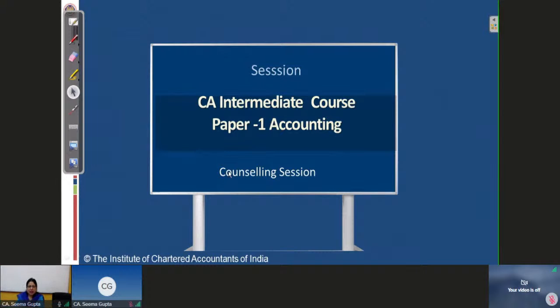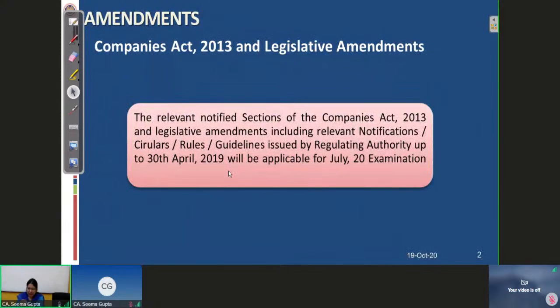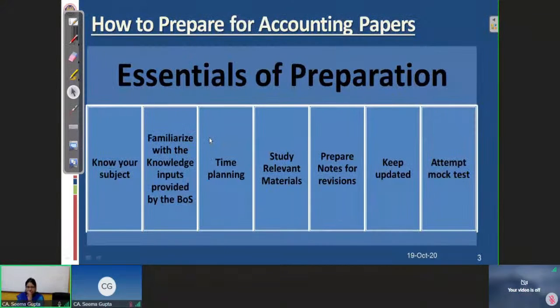Regarding applicability of the Companies Act 2013 and legislative amendments for the November 20 examination, what is the cutoff date? The cutoff date is 30th April. So 30th April is the cutoff date for the November 20 examination.